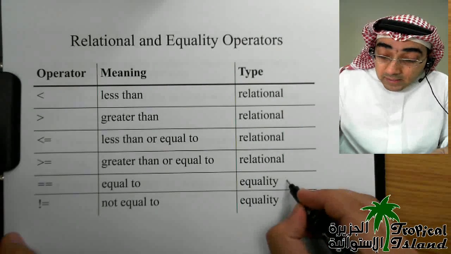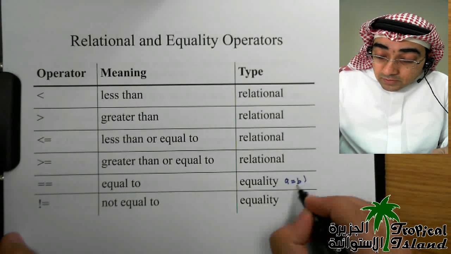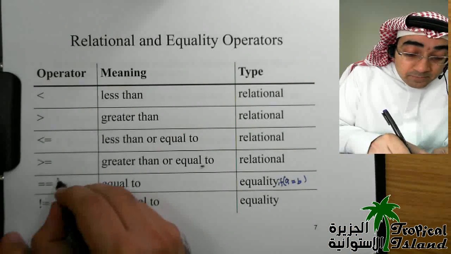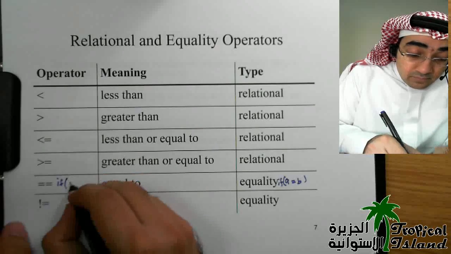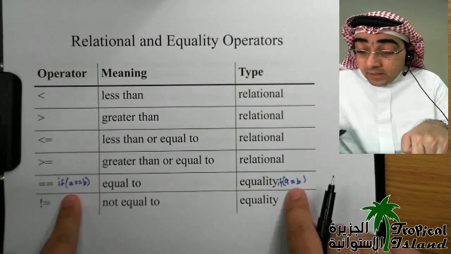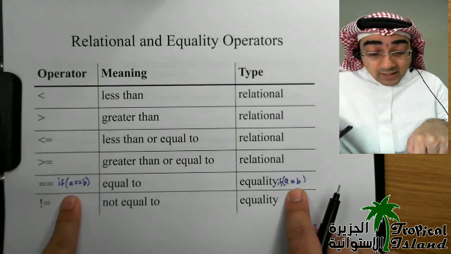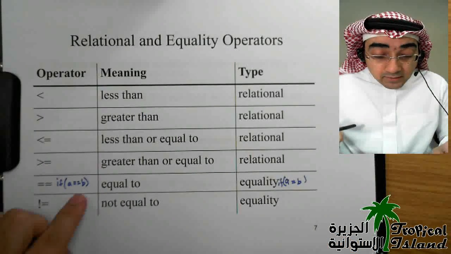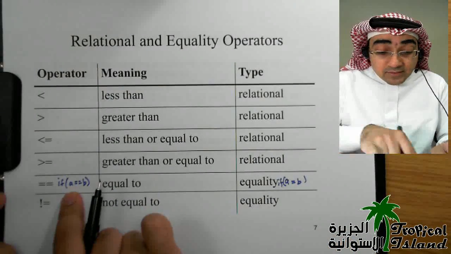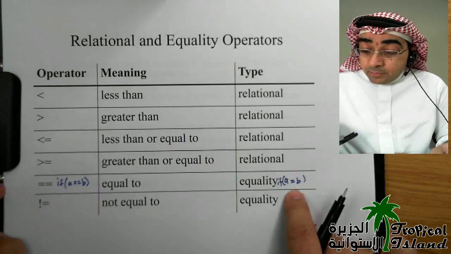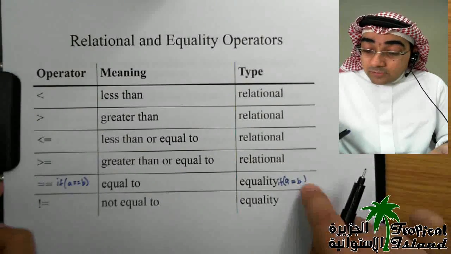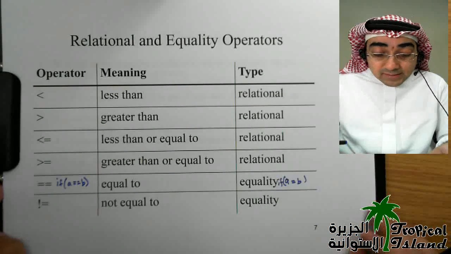In math, this is equal to: A equal to B. So you can say if A equals B, and in C this is written if A equal equal B. Okay, so this is how you write it in C, and this is how you write it in math. This is a check if A is equal to B in math. This is in C. In C, this means the assignment operator. So make the value of A equal to the value of B. Take the value of B and put it inside A.